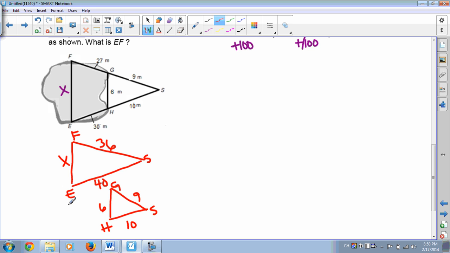So now we can easily set up a proportion. It does not matter if you want to use the corresponding sides of FS and GS or ES and HS. It does not matter which ones. So I'm just going to pick the top one since it's there. So FS is 36, which corresponds with GS, 9. And we're looking for FE, so we have to use x, because it's on the big triangle, which corresponds with GH on the small triangle, which is 6.